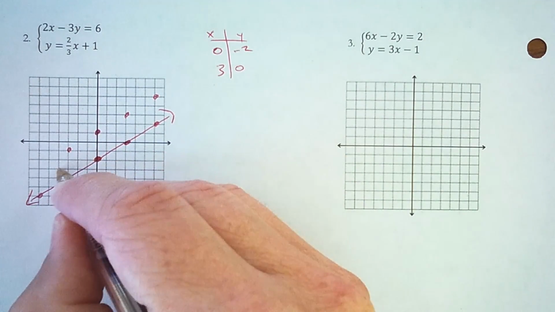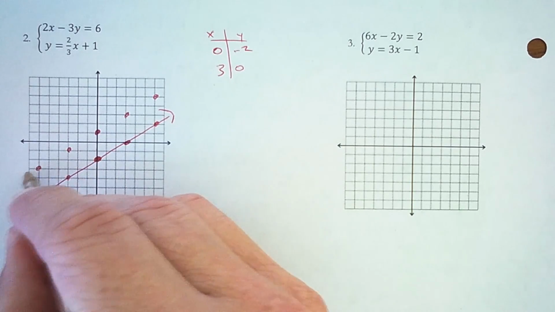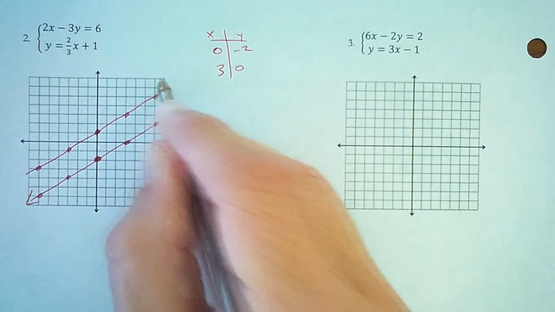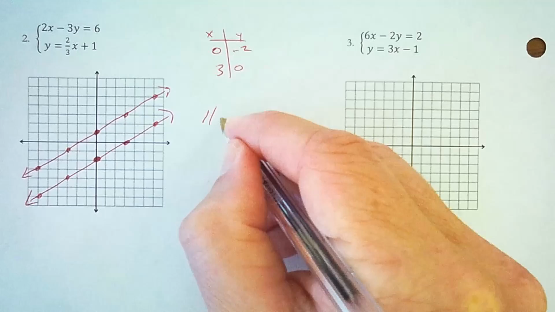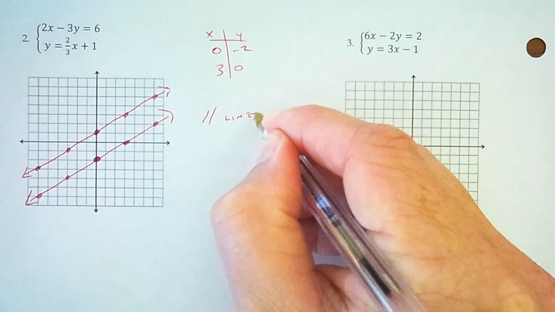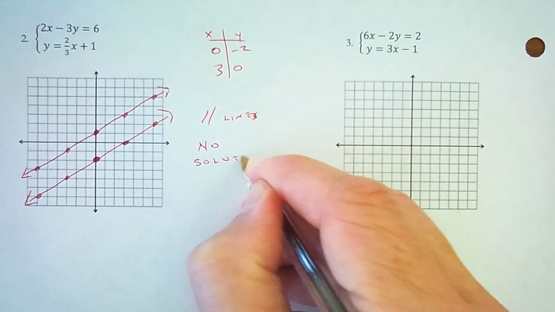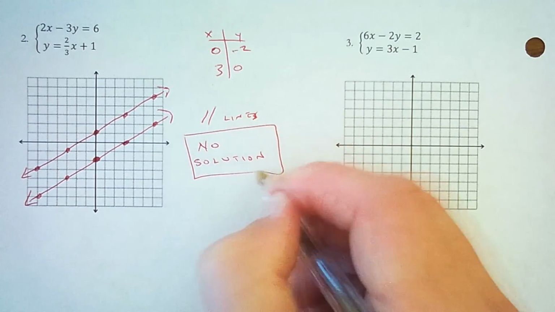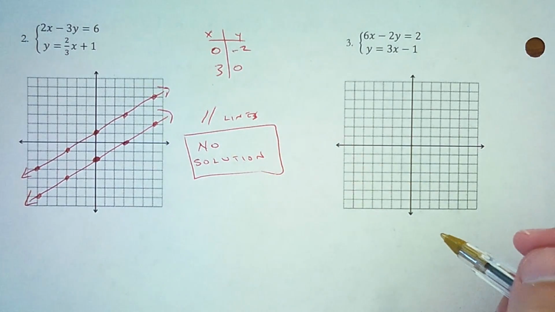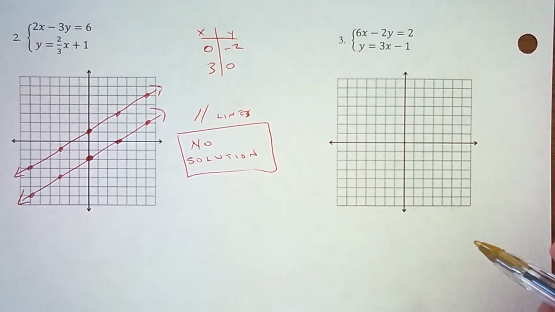Now notice that these have the same slope of 2/3. And what we've graphed here is a pair of parallel lines. There is no intersection, which means there is no solution. The solution is the point or the points of intersection, and there are no points of intersection.